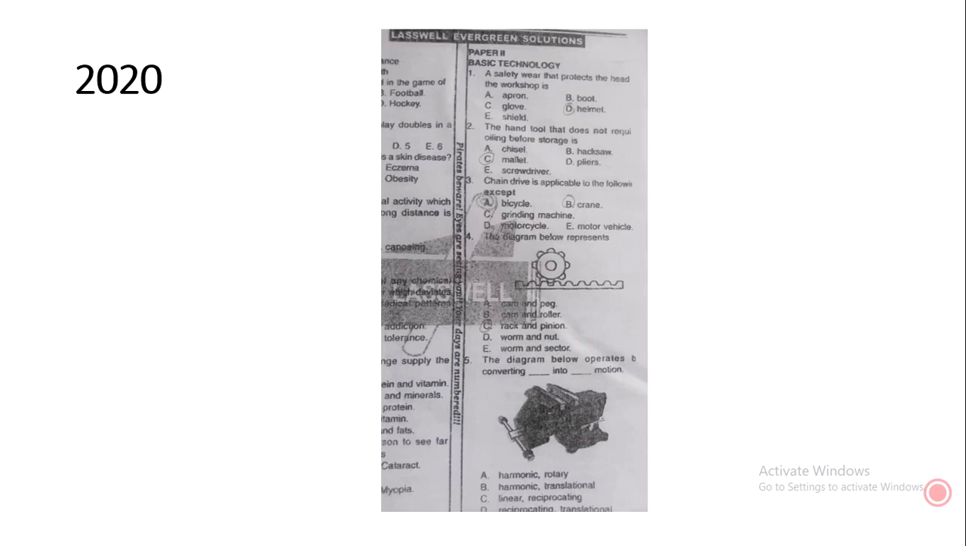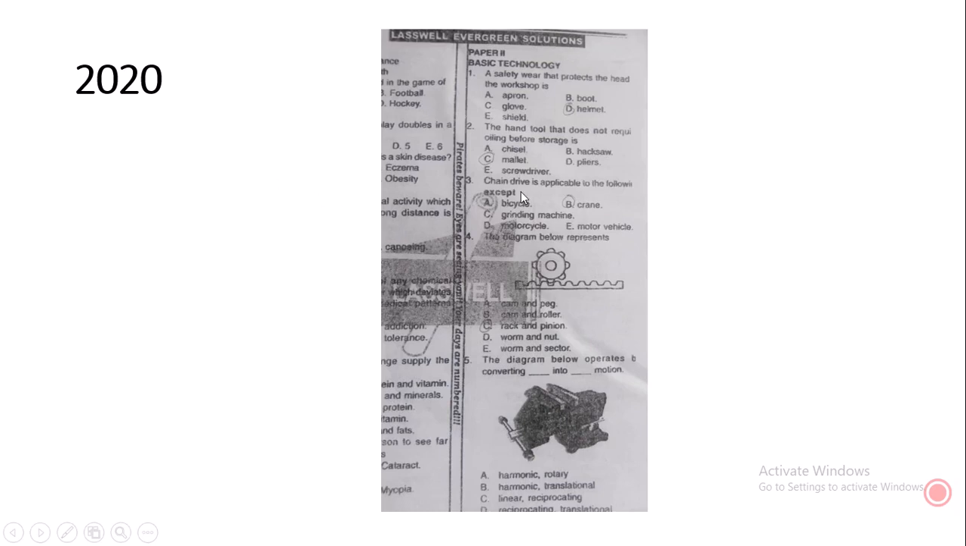Number two, the hand tool that does not require oiling before storage is a mallet, and you can also pick a screwdriver, depending. If it's a wooden mallet, you would not need to oil it. The question is not too straightforward, but at least you would know it's either a mallet or a screwdriver. Screwdrivers depend also, but being that they are metallic, you might have to apply lubrication basically. Once it's a wooden mallet, there's no need to oil it.